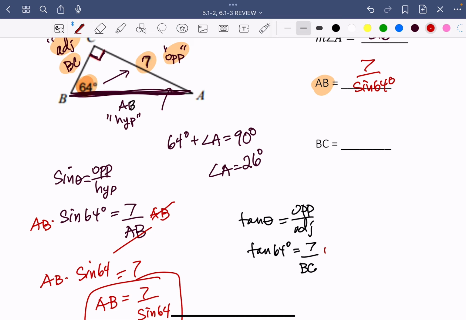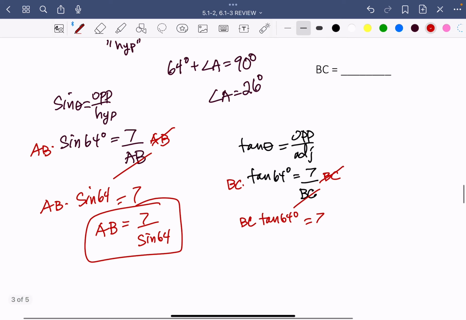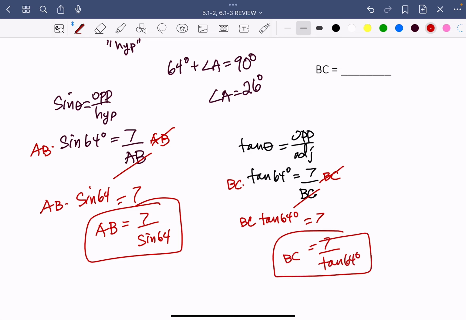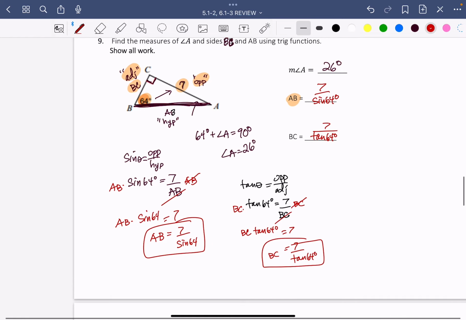So again, to get rid of BC, I multiply both sides by BC. Stuff cancels, and I get 7 equals BC times tan of 64. Then divide both sides by that number, the tangent of 64. And that's what BC would be. And that's how you leave your answer: 7 divided by the tangent of 64.